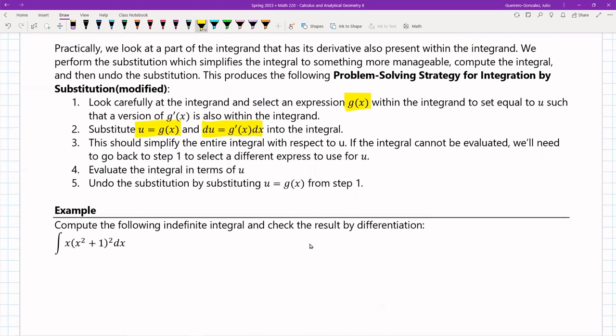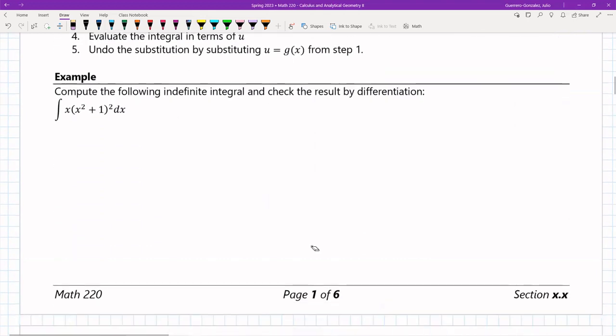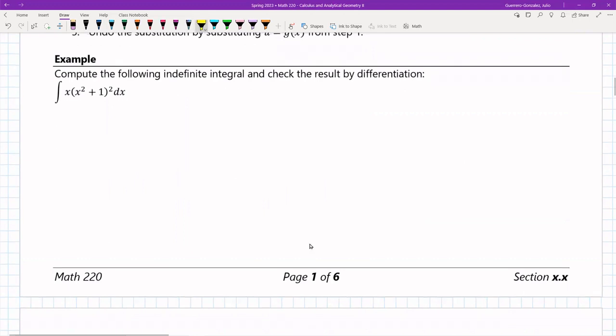Perform the substitution. That's going to be step 3. Evaluate the integral with the simplified u in there. Evaluate that integral. And then at the very end, you undo the substitution. You undo the substitution at the very end. So let me go ahead and do an example so you guys can see what I'm talking about here.